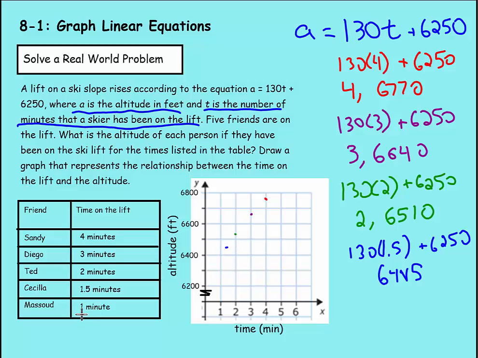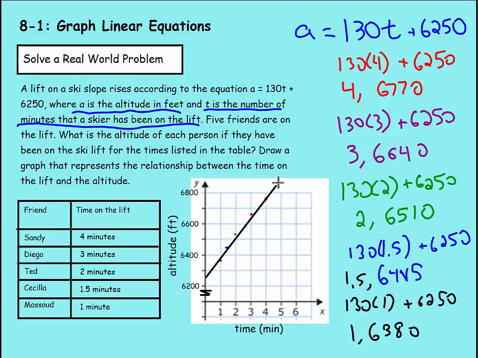Then we have my solid for 1 minute. So that'd be 130 times 1 plus 6250. 130 plus 6250 would be 6380. That'd be a coordinate point of 1 and 6380. So 1 and 6380, right about there. If we were going to finish our graph with a line, we would try to make it fit perfectly. My drawing wasn't perfect, so this is going to be a little bit off, but you can tell it follows pretty much a linear slope. If my drawing was a little better, it would all fit exactly on that line.